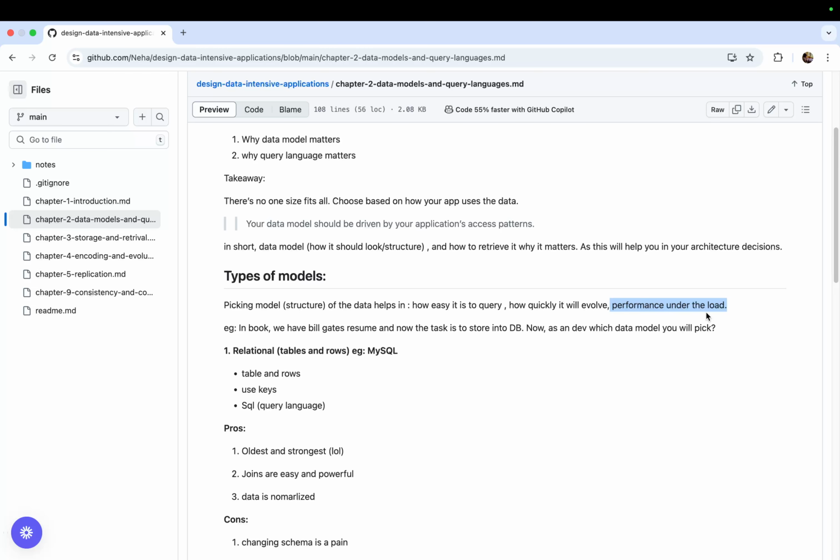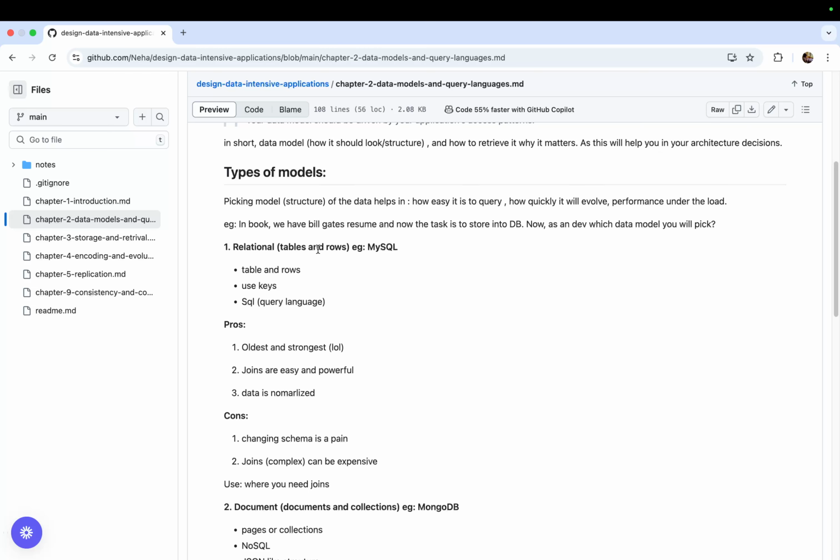Every data model which I'm going to discuss, and basically this chapter discusses, has pros and cons. So that's why there is no one size fits all. What you need to understand is you need to again look at your use case and then decide which kind of data model you require. Okay, so the first one is relational, which is basically tables and rows. You have the example of MySQL. The data in relational is organized in tables and rows, and we use SQL as a query language to retrieve the data from it.